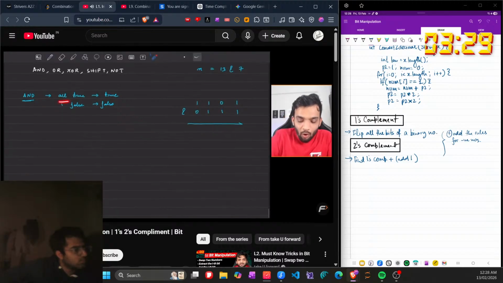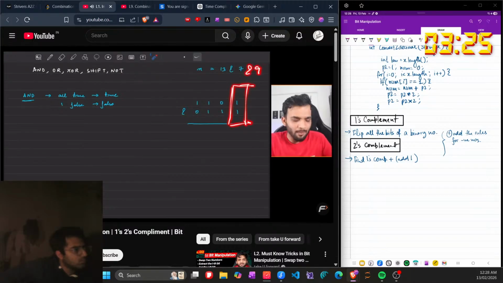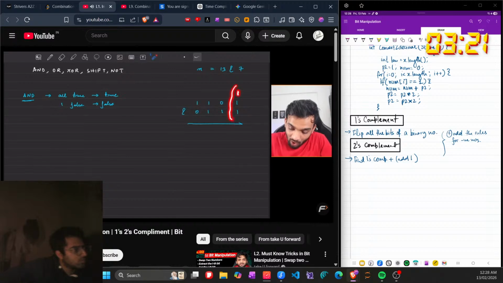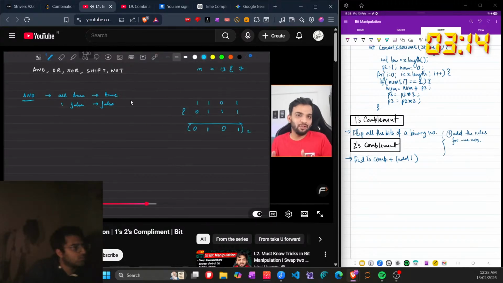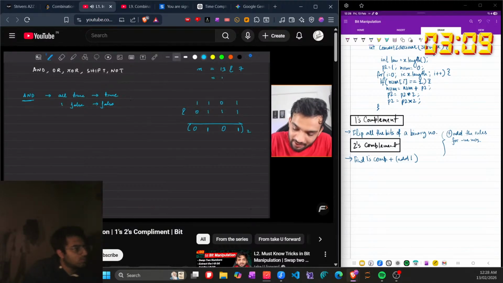So when I say all true, all means in this particular row, there might be another number, 9. There might be 4 numbers that you're doing AND with. Whatever, if there is 1 over here, all of them have to be 1. Then only you can write 1. So both of them are 1 in binary when you do an AND. And what is this number? This is nothing but 5. So the resultant that you will be getting is 5 when you do an AND operation.